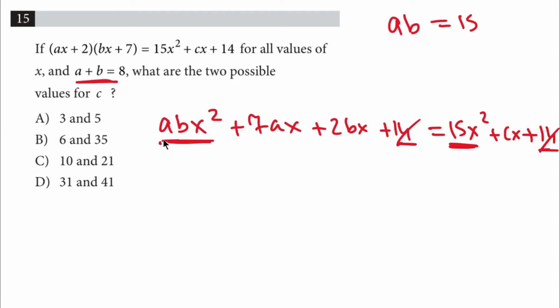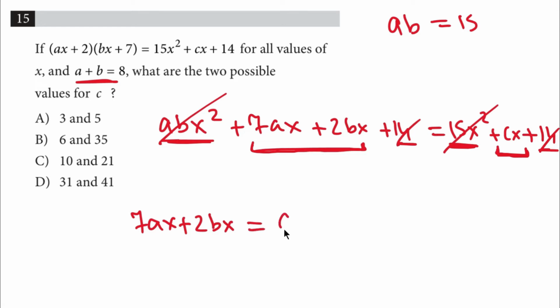Now that we're done with these terms, let's just bring them away, and let's look at c times x. Well, we see that the only multiples of x on the left hand side are 7ax plus 2bx, and the only multiple of x on the right hand side is c times x. So we get 7ax plus 2bx must be equal to cx. Again, we're comparing the left side and the right side. Therefore, guys, by simplifying all of this and canceling x's on the left and the right hand side, we get 7a plus 2b is equal to c.